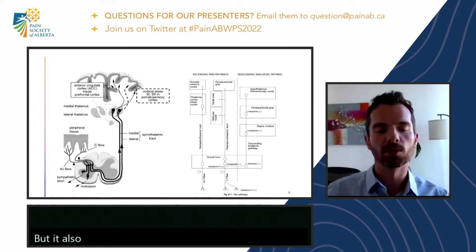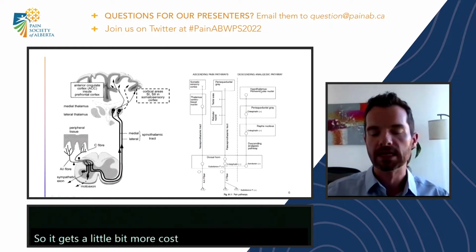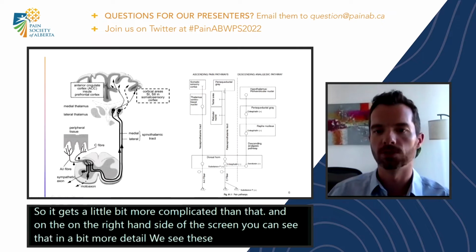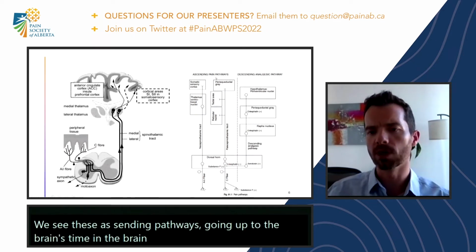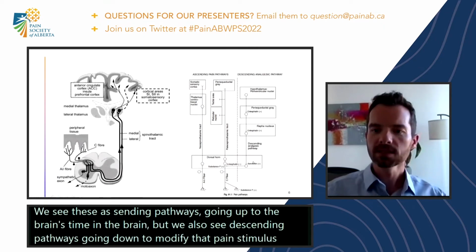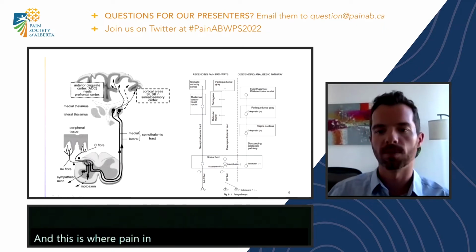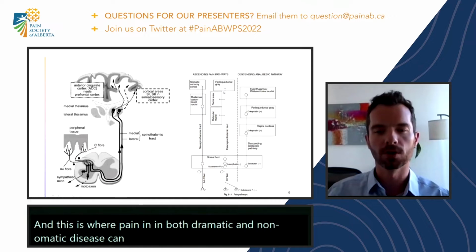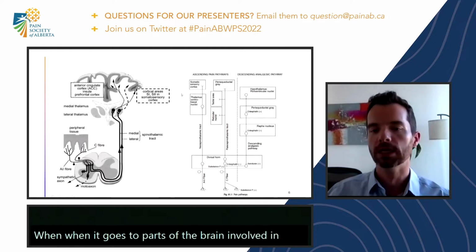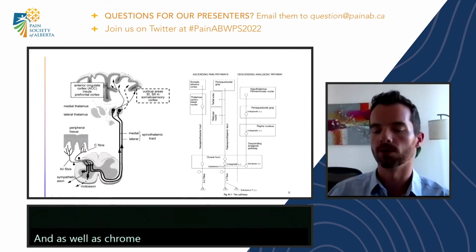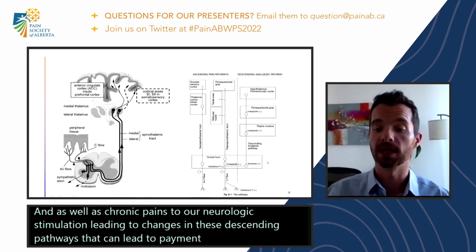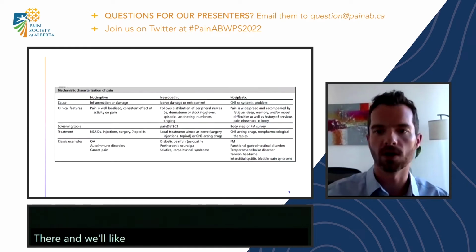But it also goes to other parts of the brain as well, so it gets a little bit more complicated than that. On the right-hand side of the screen, you can see that in a bit more detail. We see these ascending pathways going up to the brainstem and the brain, but we also see descending pathways going down to modify that pain stimulus. This is where pain in both rheumatic and non-rheumatic disease can be further sussed out, when it goes to parts of the brain involved in memory and mood, and as well as chronic pain or neurologic stimulation leading to changes in these descending pathways that can lead to pain when there shouldn't be pain there. We'll touch on that a bit later on.